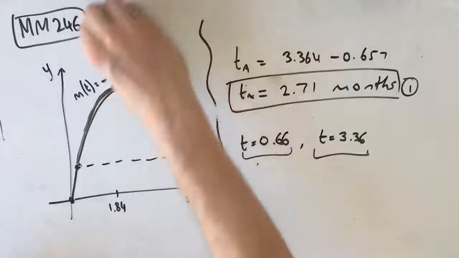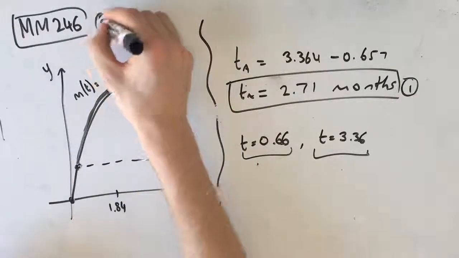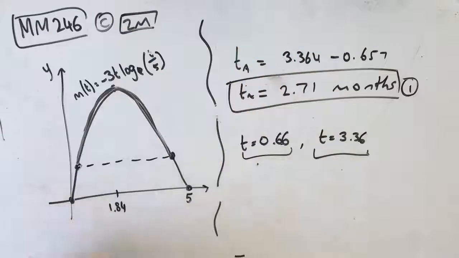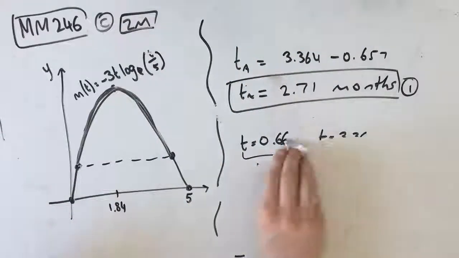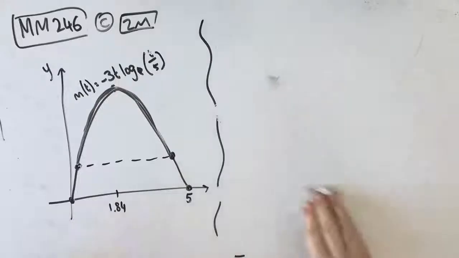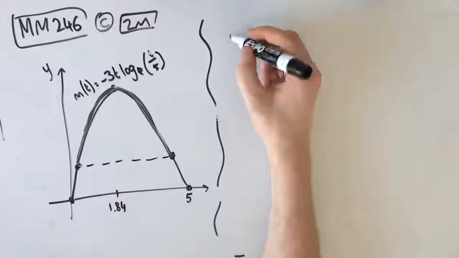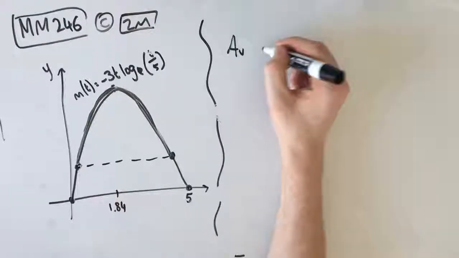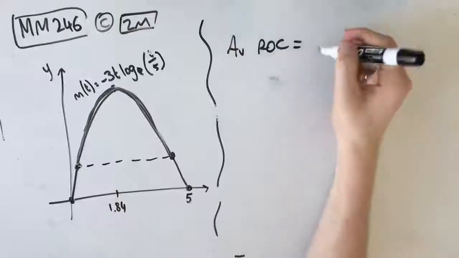Part C is a 2-mark question. And it says, what is the value of the average rate of change of Theon's masculinity over the interval 1-4? Express your answer in chest hairs per square inch per month, correct to 2 decimal places. Awesome. So as soon as we see the words average rate of change, we should think gradient between 2 points.